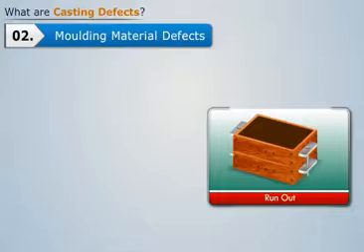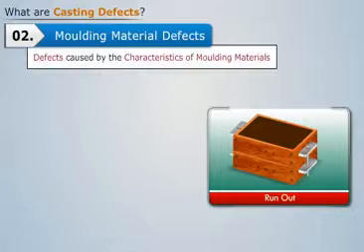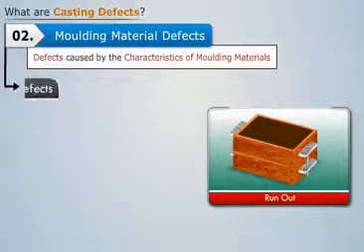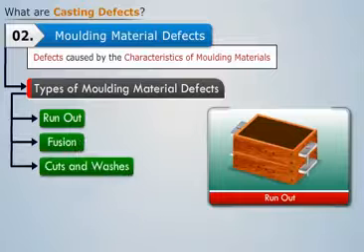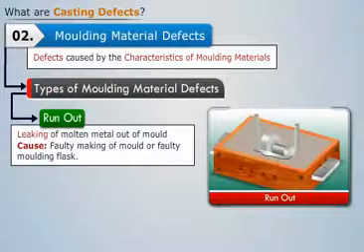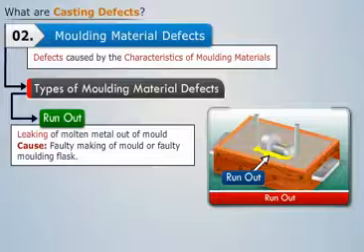Molding material defects. These are the defects caused by the characteristics of molding materials. They are further classified into runout, fusion, cuts, and washes. Runout is the leaking of molten metal out of the mold due to the faulty making of the mold or faulty molding flask.